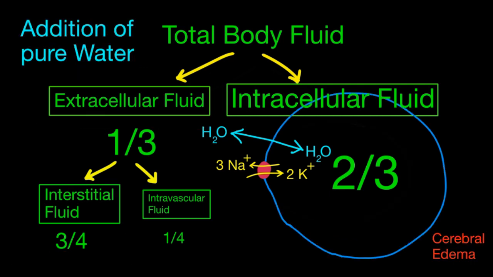On the other hand, when we add pure water to the body, 2/3 of it will go into cells, while the remaining 1/3 will expand the extracellular fluid compartment. So now we have expanded the cell, and normally cellular expansion shouldn't cause too many problems except in the brain. Because the brain is encased in a rigid space, the skull, patients can develop cerebral edema. So this is why we care about water balance and hyponatremia.